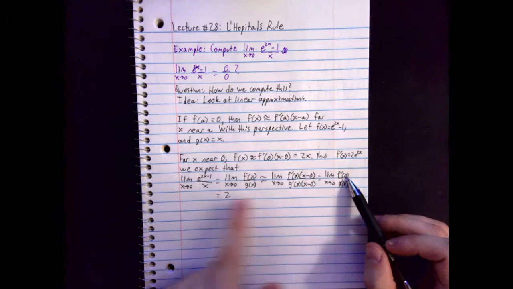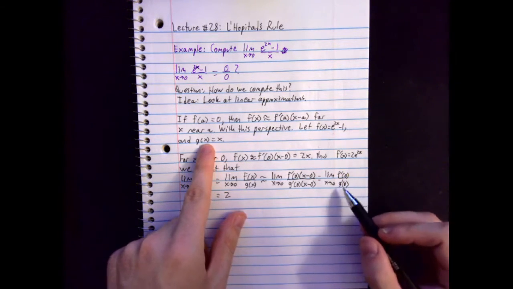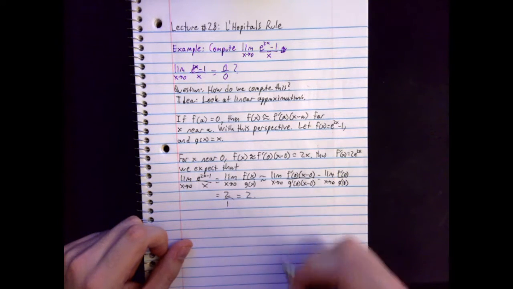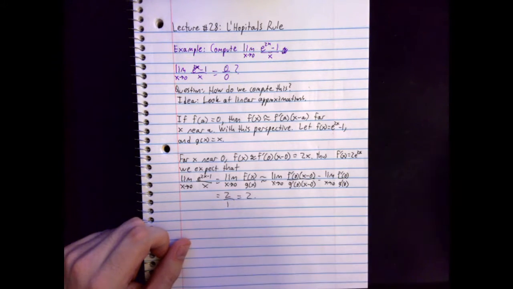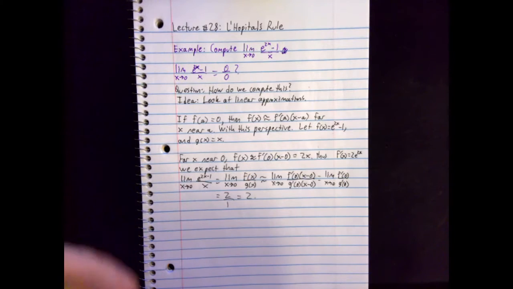F prime of 0 is 2, and g prime of 0, well, the derivative of g is just 1, and so when you evaluate it anywhere, it's going to be equal to 1. And so indeed, we see that we get the right thing. We get the 2 that we were expecting. This is the content of L'Hopital's rule.